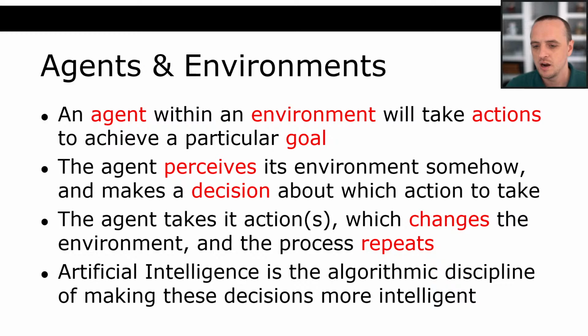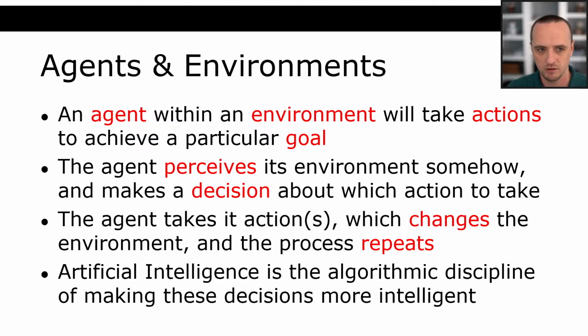Artificial intelligence, I know we talked about there's no goal in mind, there's no strict definition for artificial intelligence, but within this definition, we can start to narrow the definition a little bit. And so I'm going to say that artificial intelligence in the context of this course is the algorithmic discipline of making these decisions more intelligent. Okay, so you're trying to come up with better and better algorithms so that your decisions are more intelligent, meaning they achieve your goals better and better.